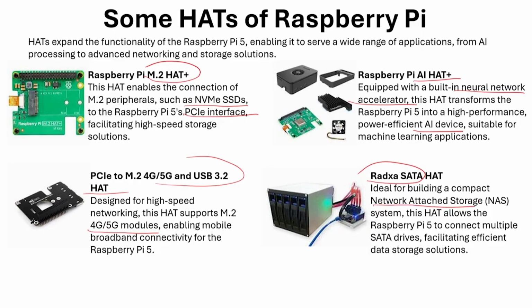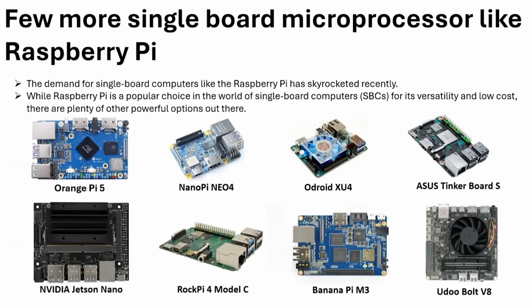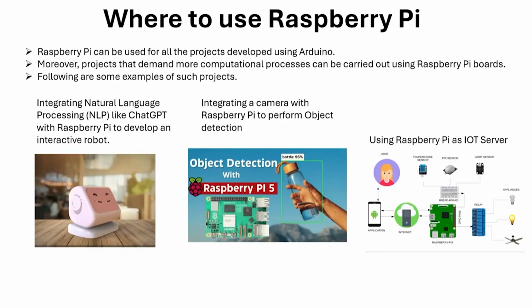Sometimes the storage may become a problem, and you need to time to time offload the data. So, in all such cases you need fast access to a network to offload the data to the network. There these kinds of HATs are going to help you. Now, there are a few more single board microprocessors like Raspberry Pi, like Orange Pi, NanoPi, ODROID, Rock Pi, and NVIDIA Jetson Nano is a very popular one that we utilize. I will show you some of the applications of all these systems in our case studies.